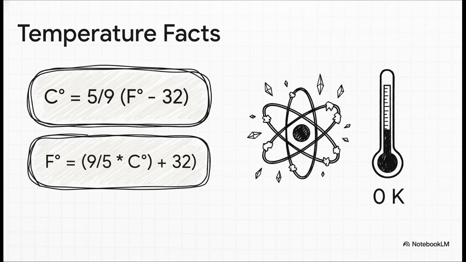But check out that key fact about Kelvin. That's the real game changer. 0 Kelvin is absolute zero. It's the coldest anything can possibly get, a point where all the atoms and molecules just stop moving. It gives science a true absolute starting point, which is just crucial for a ton of physics laws.